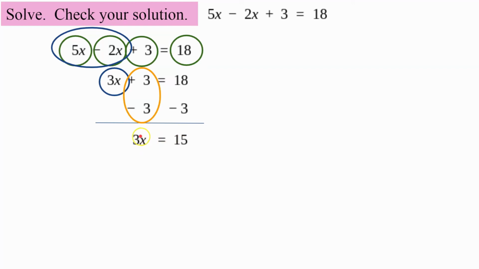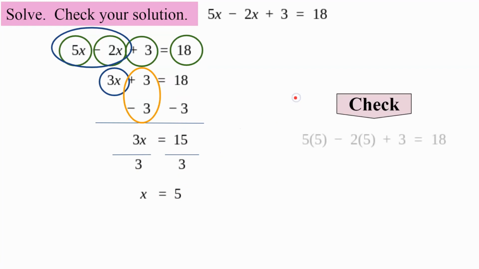So right now, x is being multiplied by 3. 3x is 3 multiplied by x. So to undo multiply by 3, I'm going to divide both sides by 3 using the division property of equality. 3 divided by 3 is 1. Remember, there's an invisible 1 here, so leaving me x. And 15 divided by 3 is 5.